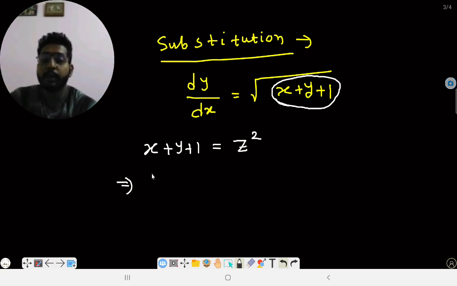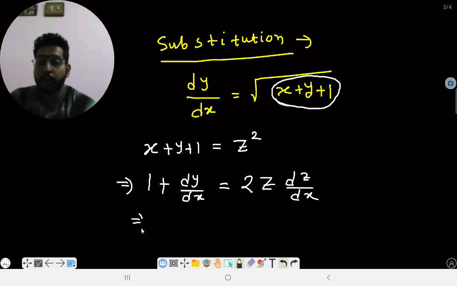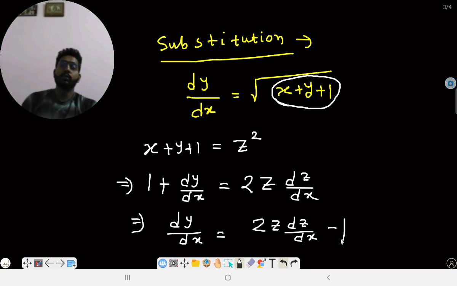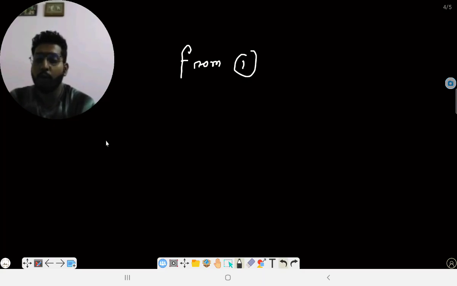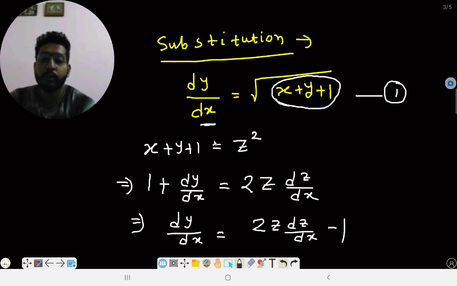Now differentiate this with respect to x. The derivative of x with respect to x will be 1, then dy/dx, and the derivative of 1 will be 0, and next will be 2z dz/dx. So from here, dy/dx will be 2z dz/dx minus 1. Done, this is the dy/dx. Now we just put the value in equation 1. What is dy/dx? It is 2z dz/dx minus 1.